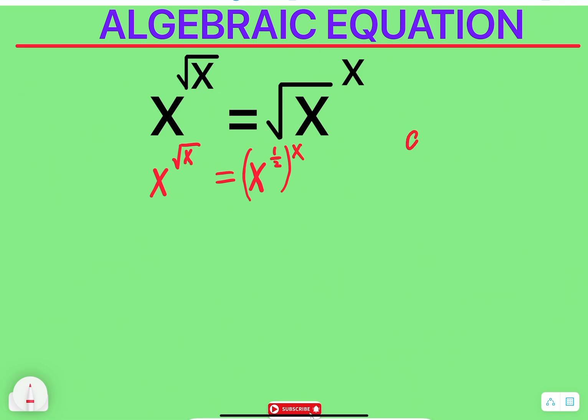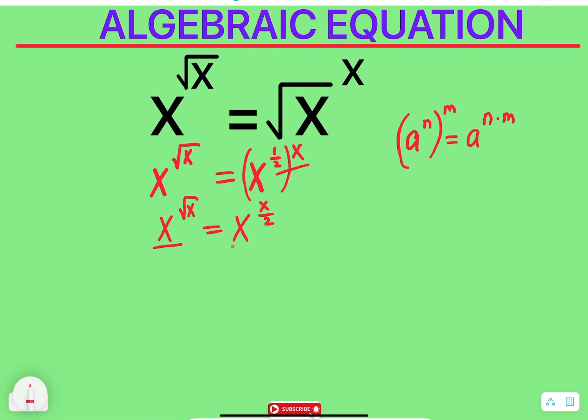I hope you remember this famous formula: a to the power of n, another power of m, equals a to the power of n times m. So for this part, we will multiply these exponents together. We will have x to the power of square root of x equals x to the power of 1/2 times x, which is x over 2.